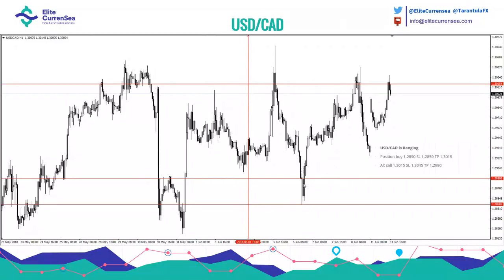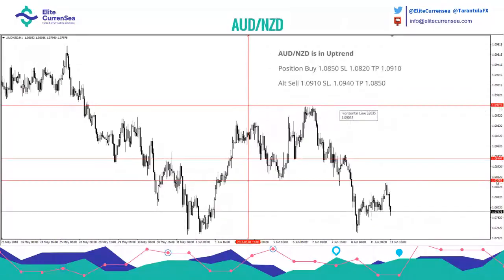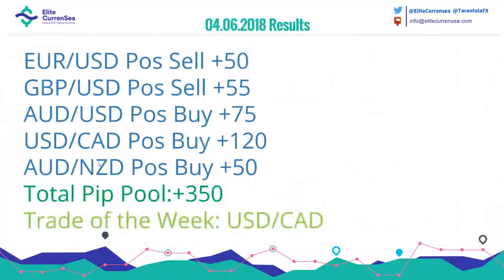Australian dollar, New Zealand, also a winning trade. You can see it here. 0901, 0849, 0828. These are the levels. What happened was basically the price went down to 1.0850. And then it made a drawdown here and rejected to the upside. So 50 possible pips also on the Australian dollar, New Zealand. And you can see it here. Okay, these were the results.